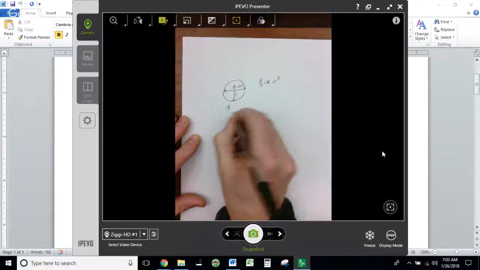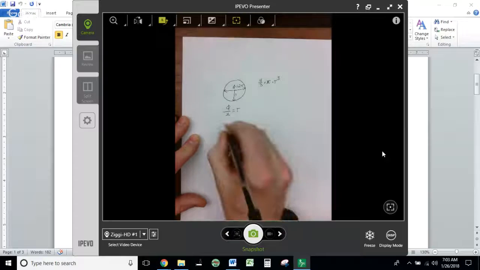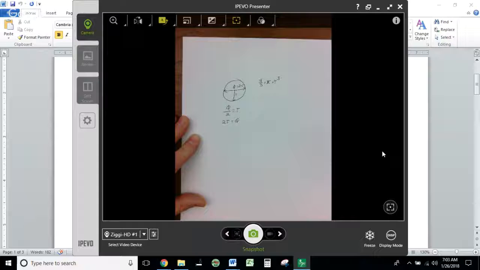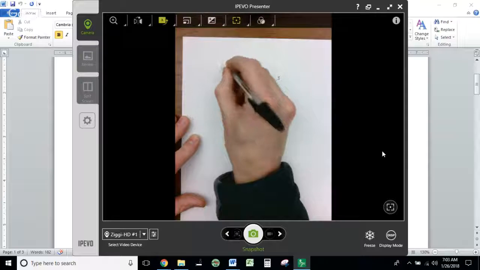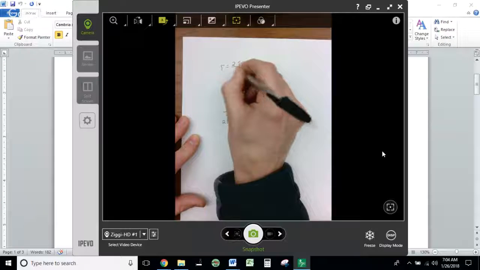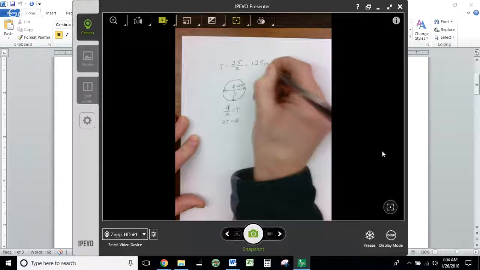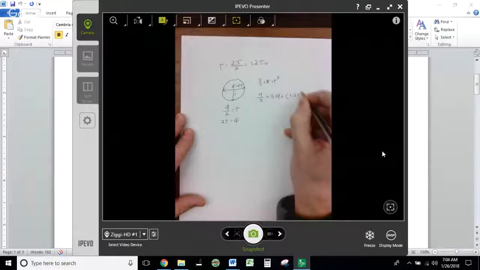Our diameter divided by 2 is equal to our radius. And 2 times our radius is equal to our diameter. Same thing. So we know our diameter, that's 2.5. So we're going to go radius is equal to 2.5 divided by 2. And that's going to be equal to 1.25 inches. So the volume is 4 divided by 3, multiplied by 3.14, multiplied by 1.25 cubed.